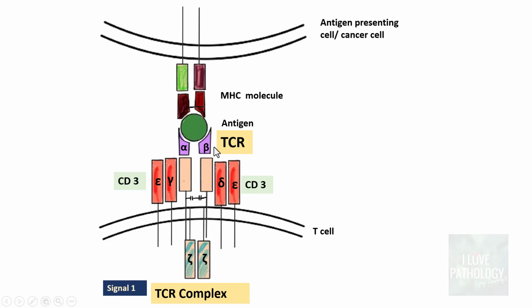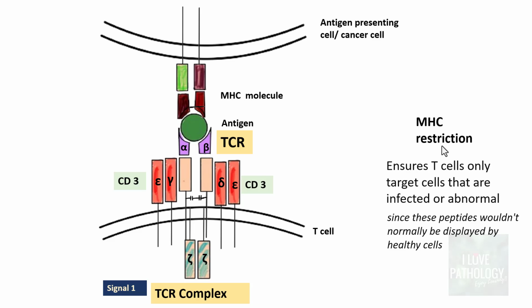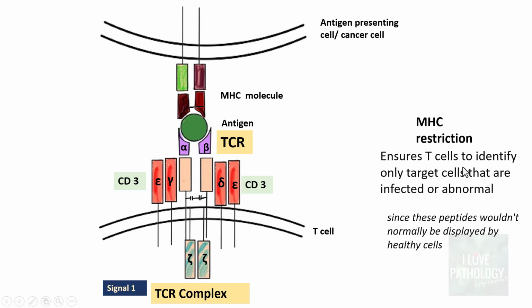As I told you, the T cell receptor, along with the T cell receptor complex, identifies the antigen only when it is presented by the MHC complex, and this concept is referred to as MHC restriction. So this MHC restriction ensures T cells identify the target cells which are infected or abnormal. And we should also note that normal cells do not display these MHC peptides.